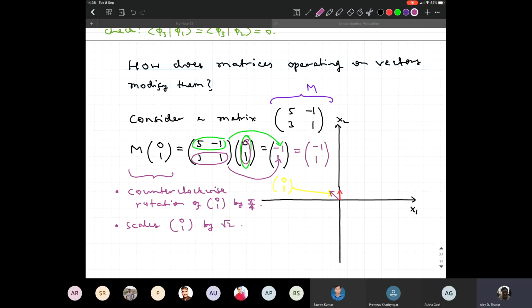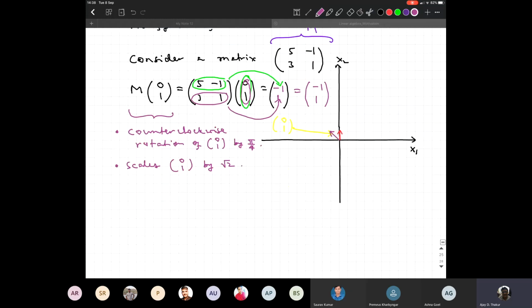Any particular matrix in general will do either a rotation, clockwise or counterclockwise, or scaling of the vector, or both. Fine, so this fact is accepted, right? You saw it in action. Now let us take another example. So this was case 1. Now let's take M acting on 1, 0.